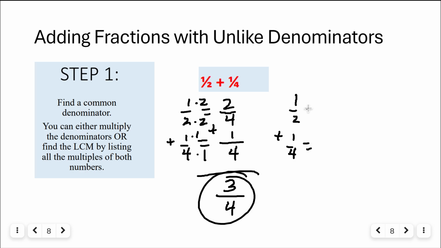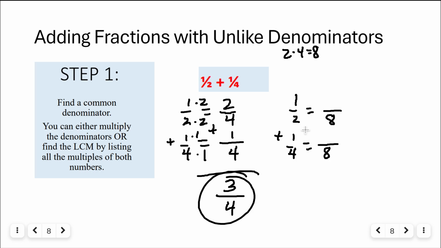So let's say you couldn't find the least common multiple. You're like, I don't know what it is. These numbers are really difficult. You could multiply the two numbers together, the two denominators. 2 times 4 is 8. So that means 8 will be a common denominator. It may not be the least common denominator, but at least it's a common denominator. All right, so then you can continue.